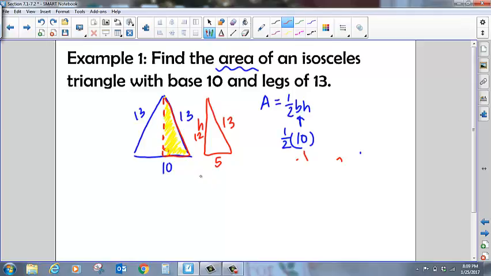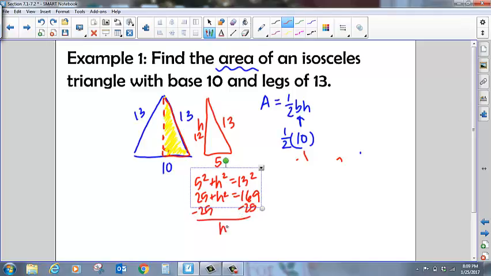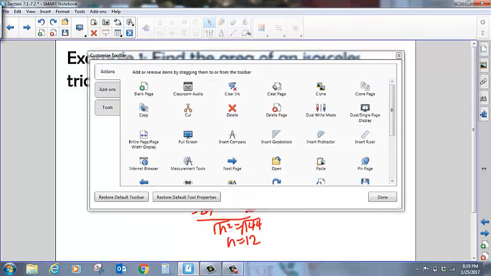If you forget the triples, you can always do the Pythagorean theorem and do a squared plus b squared equals c squared. And if you work this out algebraically and you subtract 25 from both sides, you get h squared equals 144. And if you square root, you get the height being 12. Again, if you have the triples down, it just minimizes the amount of work that you need to do. Let me erase some of this.